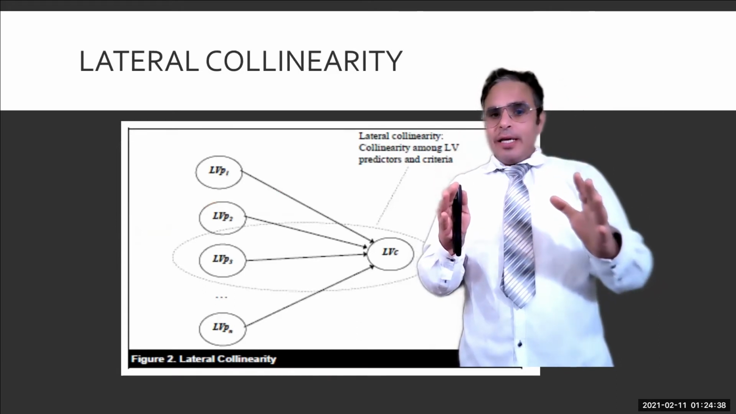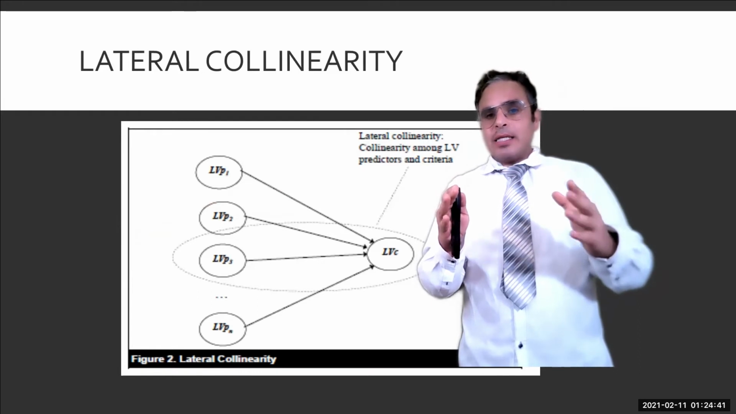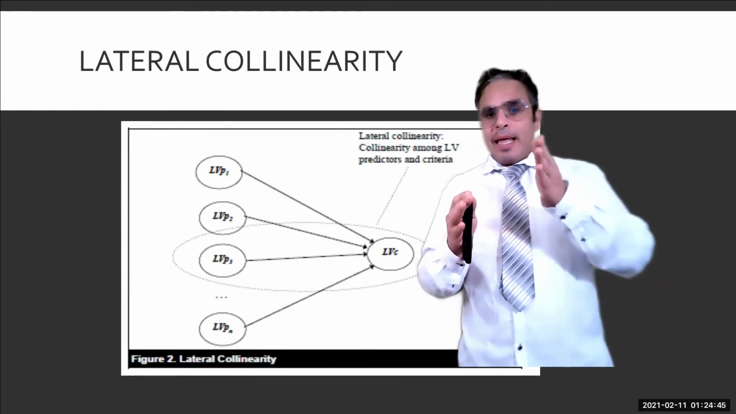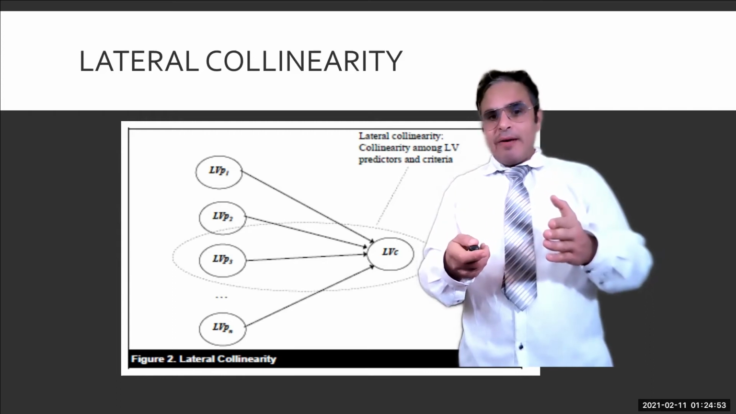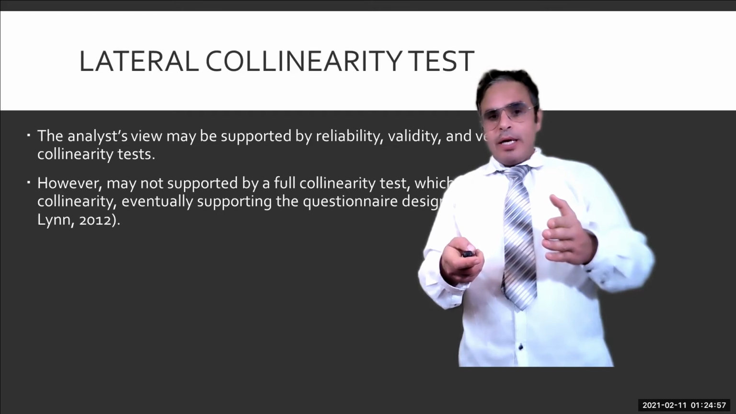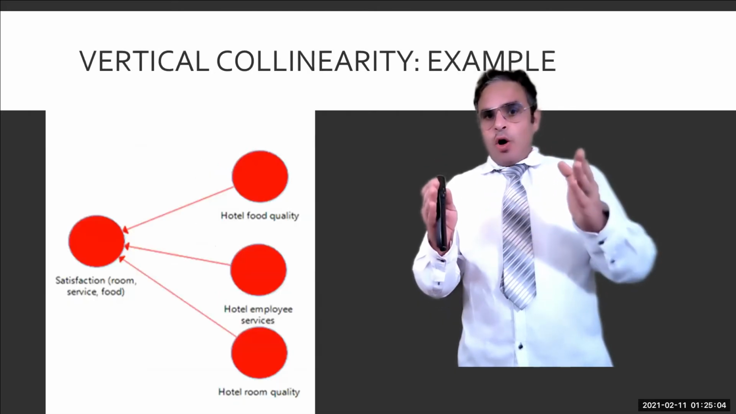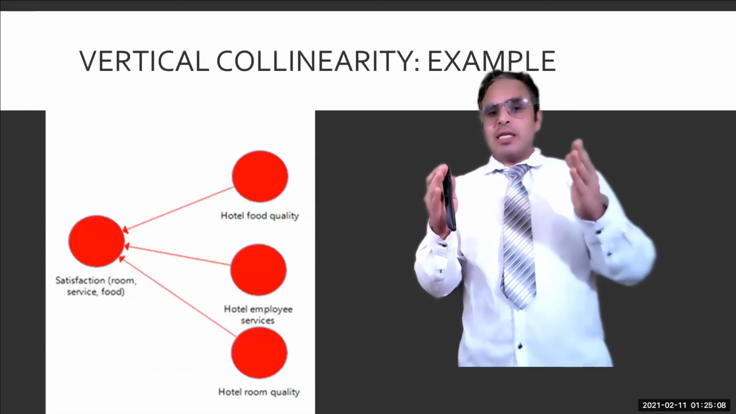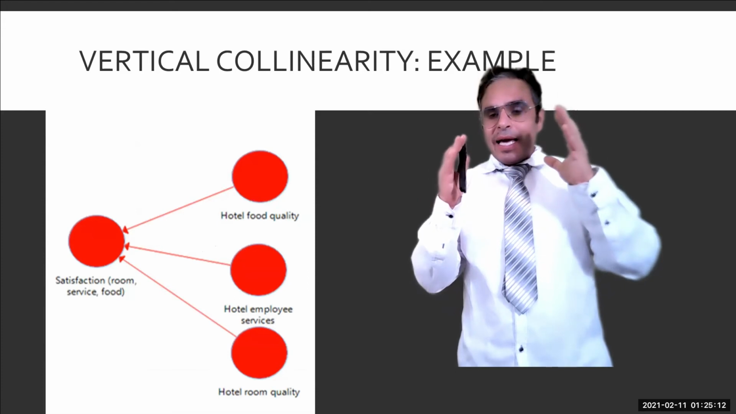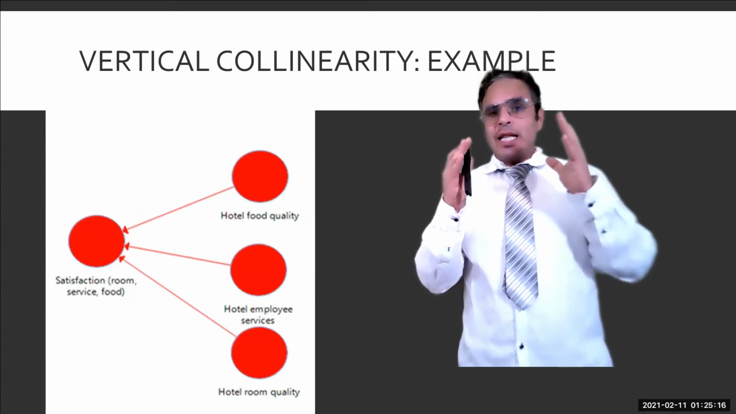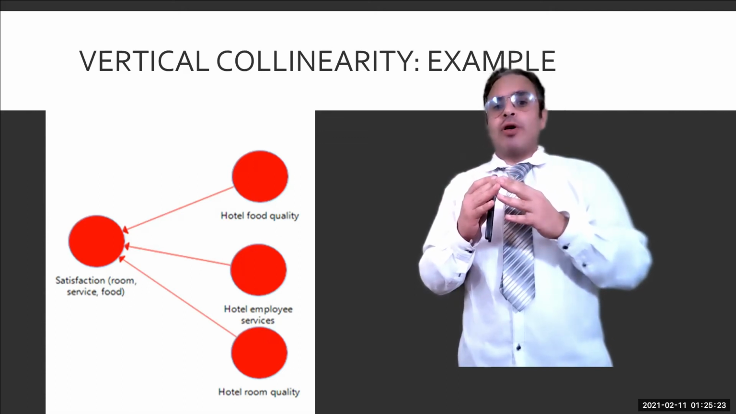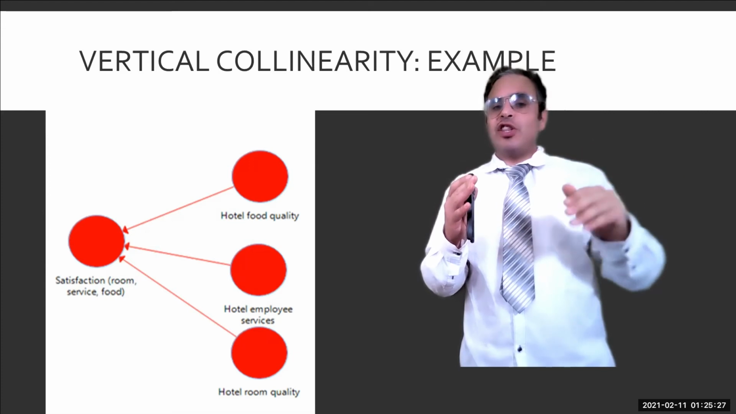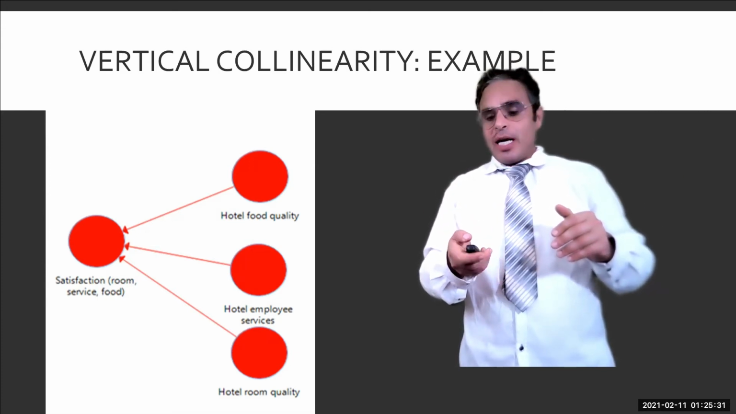As for lateral collinearity, for the structural model, we check, as I showed you in earlier slides, between the predictor and the main variable. Okay, as you notice here, I'll give you an example. If we take, for instance, the hotel food quality, hotel employee services and the hotel room quality here, once we check lateral collinearity, we'll be addressing the relationship between hotel food quality and satisfaction, not hotel food quality and hotel employee services. We go laterally, we go horizontally once we check for lateral collinearity.